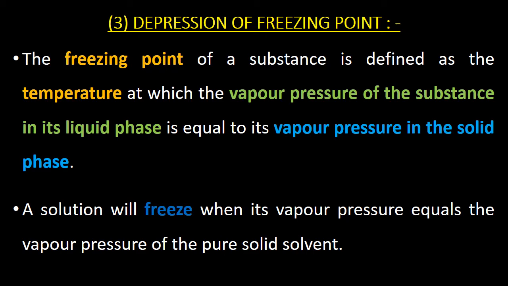In this session, I am going to discuss the third colligative property, that is depression of freezing point. First, let us know what we mean by freezing point. The freezing point of a substance is defined as the temperature at which the vapor pressure of the substance in its liquid phase is equal to its vapor pressure in the solid phase. A solution will freeze when its vapor pressure equals the vapor pressure of the pure solid solvent.